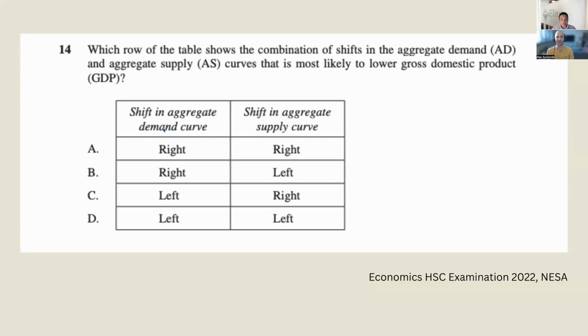Now, if you haven't done aggregate demand yet, that's okay. Aggregate demand is the sum total of demand in an economy. So if I'm thinking about what shift in demand would reduce GDP, or the amount of output produced in an economy, I would want it to shift to the left. That would reduce the amount of GDP. So if I say AD has to shift left, I can get rid of A and B, and I've turned this into a 50-50 question.